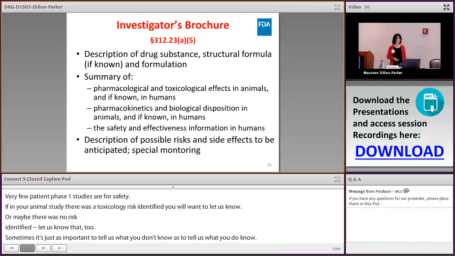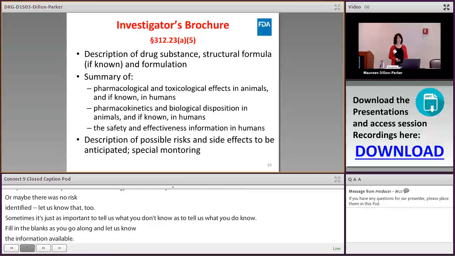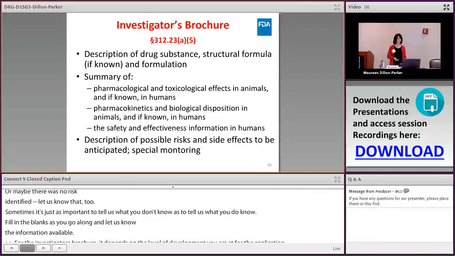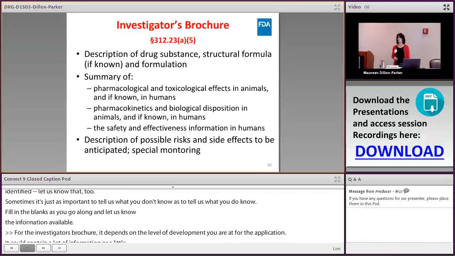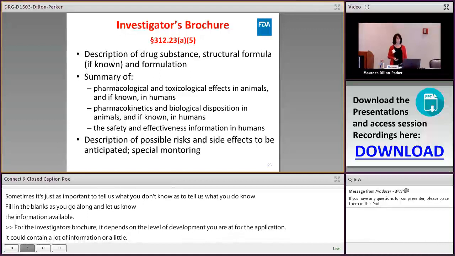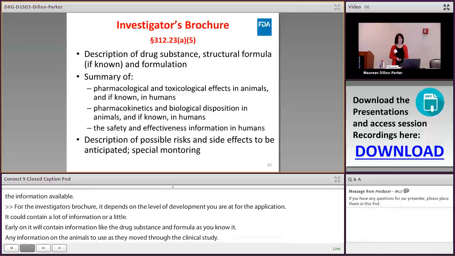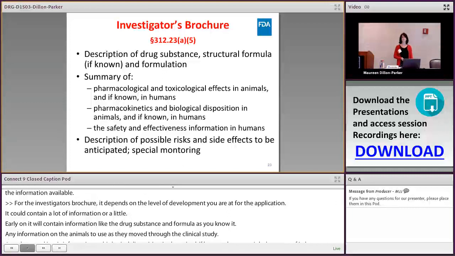For the investigator's brochure, again, it depends on what level of development you're at for your application. It could contain a lot of information or a little. Early on, it's going to contain information like the drug substance, the formula as you know it to that point, any information on animals. This is for your investigator to use as they're moving through the clinical study. Any pharmacokinetic information, biological disposition in the animals, and if known, any that you might be aware of in human studies, and any safety and effectiveness. Say the drug you're using has been used before, so you would want to let us know that.